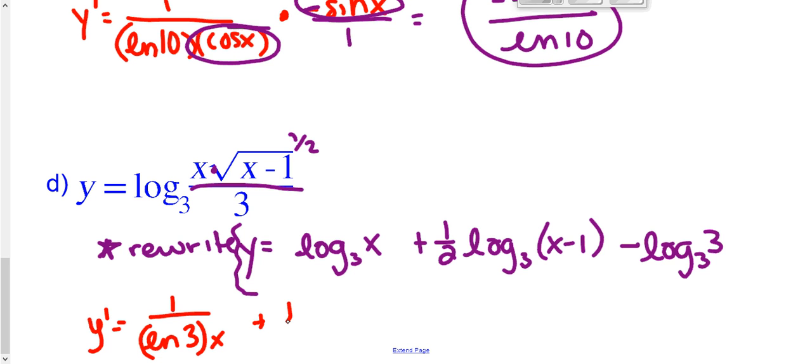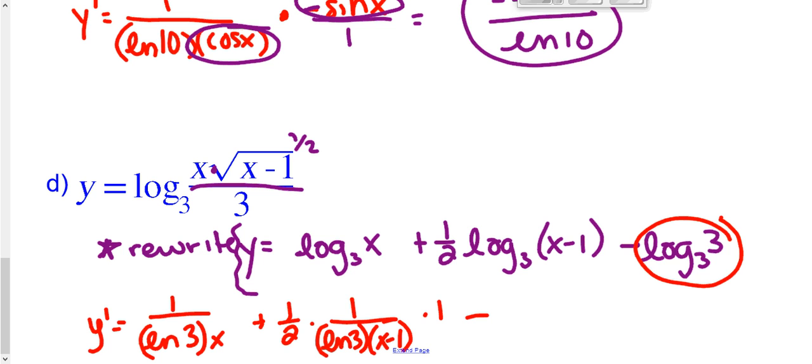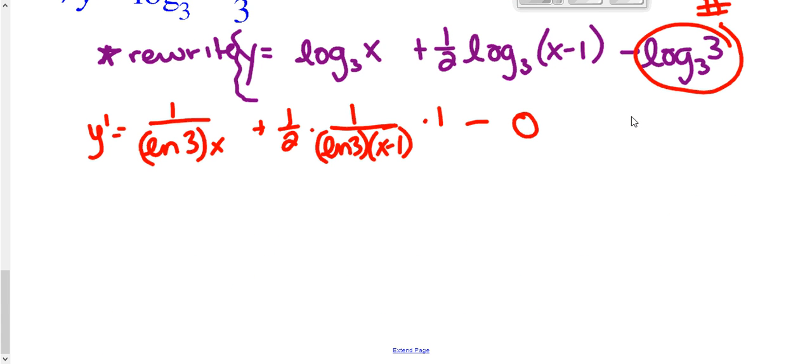And then we have plus 1/2 times 1 over, again, the ln of 3 times x minus 1, times the derivative of x minus 1, which is just 1, so we don't even really have to write it, minus the derivative of log base 3 of 3. This is all numbers. This is a number. Notice how there's no variables? The derivative of a number is 0. Doesn't matter what format that number comes in. Log base 3 of 3 is a number. Derivative of any number is 0. No variable.